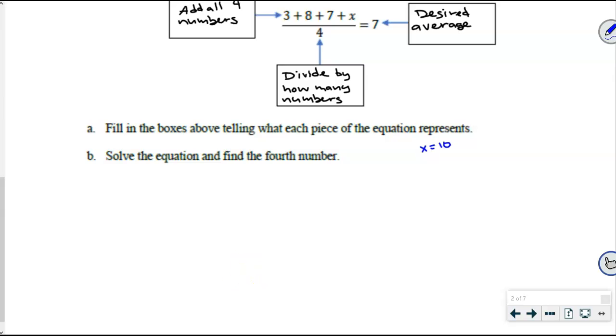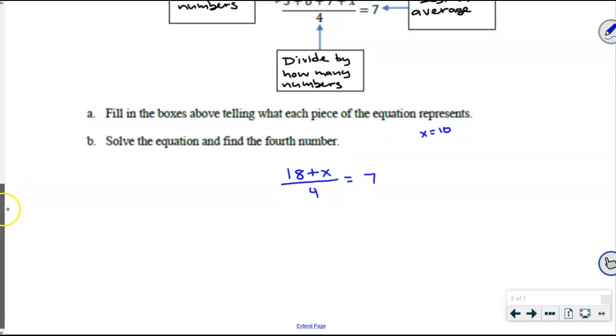Okay, good. Let's talk about how we got there. Since this is an unsimplified version, we need to simplify this first. And I see like terms that can be combined, as well as something that cannot be combined. But if I combine these like terms, 3 plus 8 plus 7, I get 18. And 18 plus x is all divided by 4, and that is equal to 7. This is a simplified expression that is part of an equation.